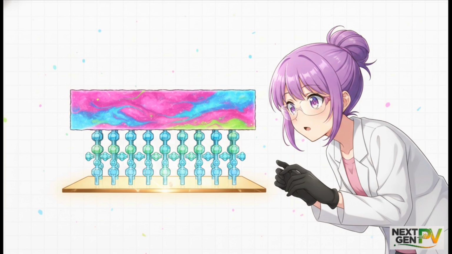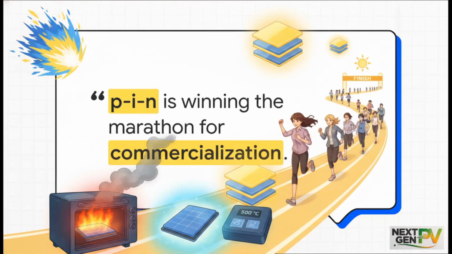It is absolutely incredible. And that leads us to this incredibly powerful takeaway from the field. While NIP won the initial sprint for the highest efficiency, PIN is winning the marathon for commercialization. Now, why is that? It's because the future of the entire solar industry relies on what we call tandem cells. This means stacking perovskite directly on top of traditional, commercial silicon cells to capture way more of the sun's spectrum. Here's the kicker. You simply cannot bake a silicon cell at 500 degrees Celsius without totally destroying it. So that makes the low-temperature inverted PIN design the only truly viable option for modern manufacturing lines.